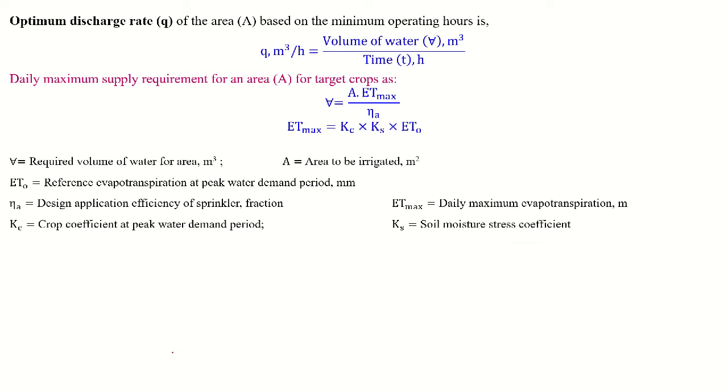Next, the optimum discharge of your area based on your minimum operating hours. Suppose you are operating the system for 1 hour or 2 hours or for 6 hours.